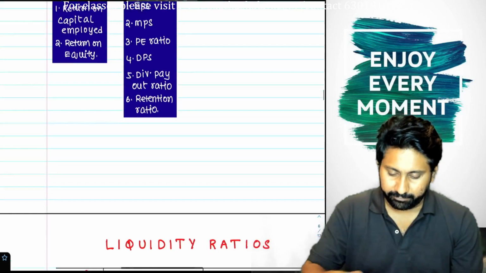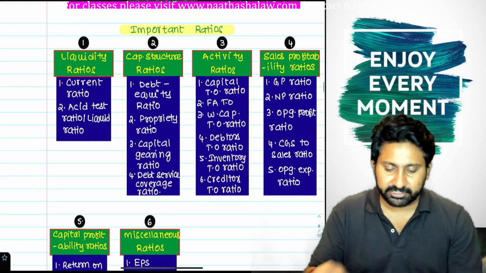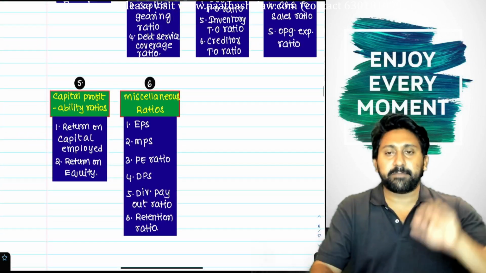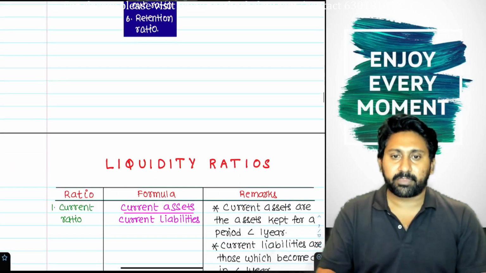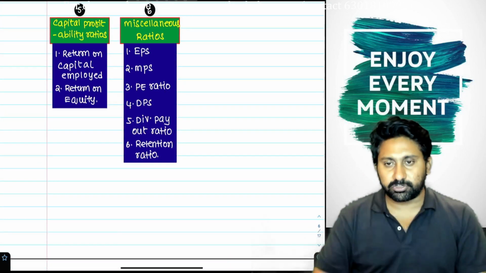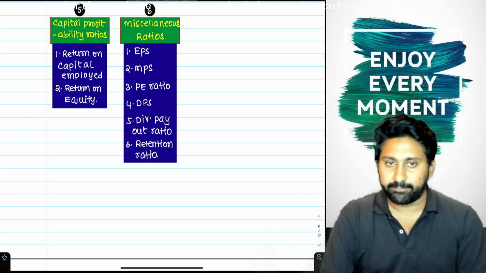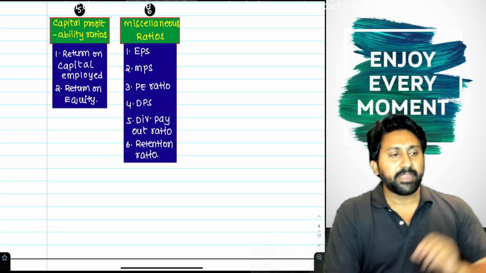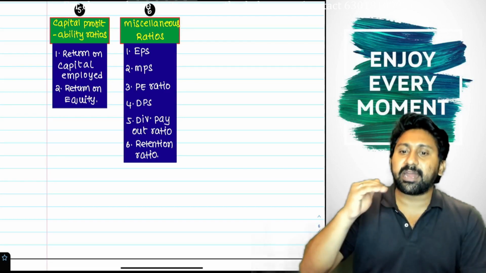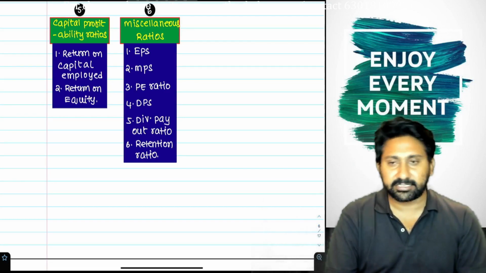Okay, now see here. What is the first type? Liquidity. First, let me explain what a liquidity ratio is. Liquidity ratios are those ratios which decide your short-term solvency. Sir, I didn't understand. Sir, liquidity ratio means current assets by current liability. Current assets by current liability.